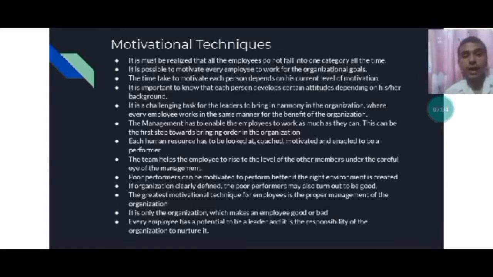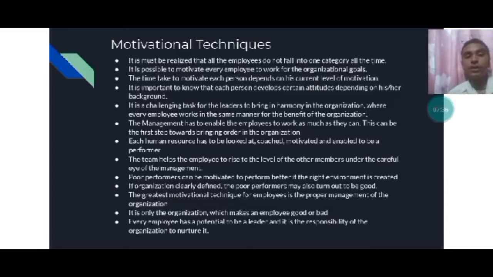Each human resource has to be looked at, coached, motivated, and enabled to be a performer. The team helps the employee to rise to the level of the other members under the careful eye of the management. Poor performers can be motivated to perform better if the right environment is created. If the organization is clearly defined, the poor performers may also turn out to be good.